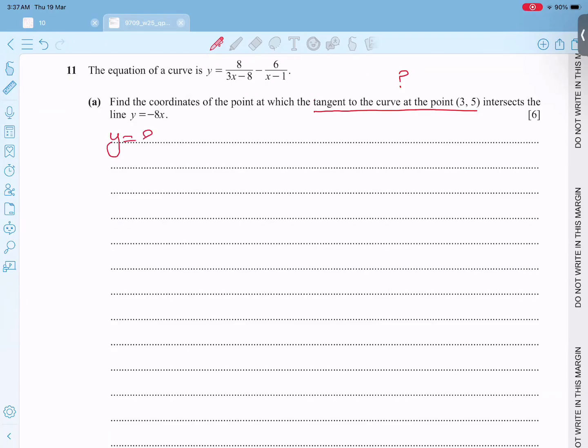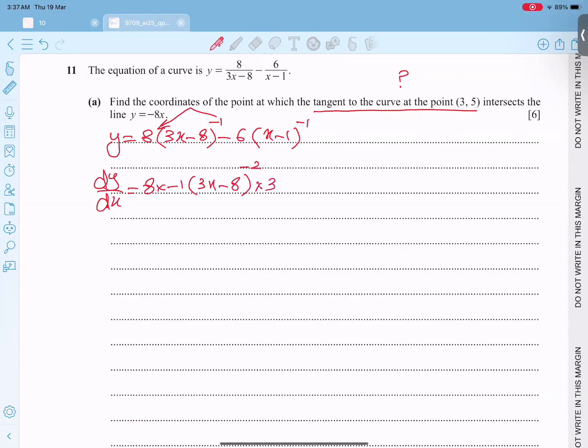Can I do it directly? No way. I have to bring it in the numerator. So check it, students. So I'm writing like this. I brought both in the numerator. And now the question is ready for differentiation. And what's the rule of differentiation? This power will come down, multiply with 8, and the power becomes 1 less, meaning negative. And don't forget it, times 3. This 3 comes from where? The derivative of the base: 3x becomes 3, 8 becomes 0.